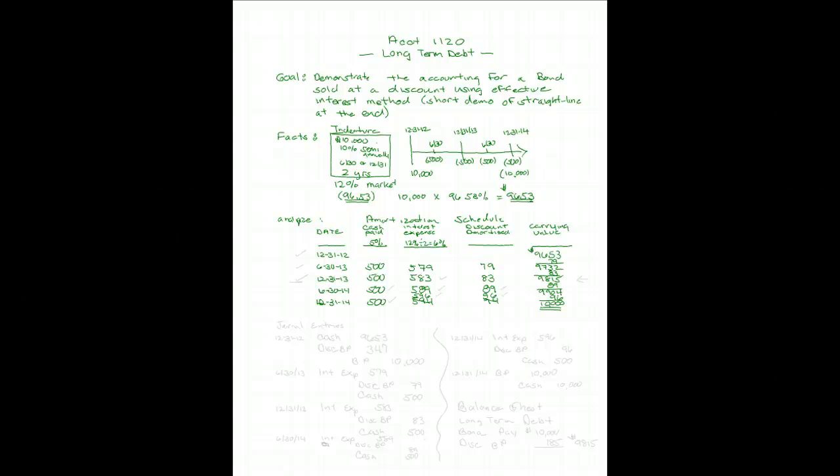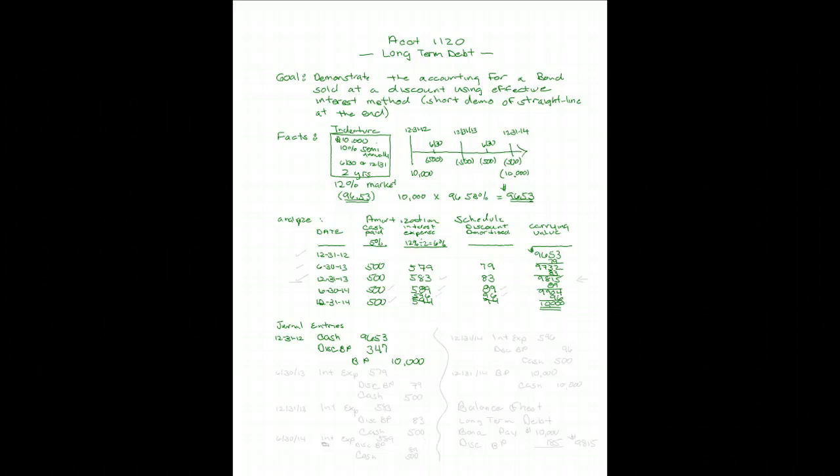So we've done the analysis now. Shall we make some journal entries? I know you're tired of this, but let's get it going. On 12/31/12, when we issue the bond, we get cash in the amount of $9,653. We set up a contra account, discount on bonds payable, in the amount of $347, and bonds payable gets, as always, the face value.